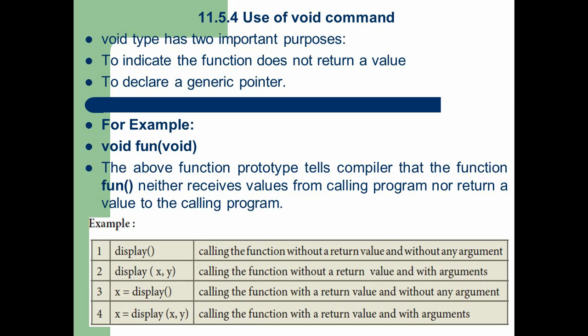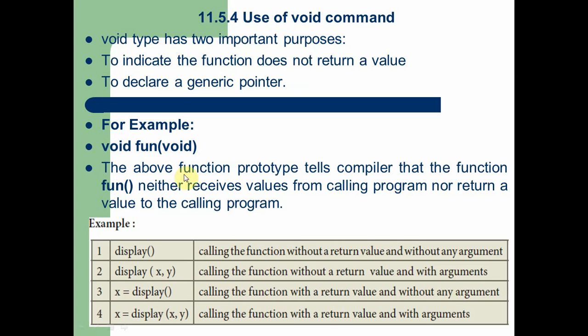Number two, to declare a generic pointer. So void: if you use the void data type as a return value, it means the function you declare with void returns nothing to the caller. Here you can see void fun, and within the function parameter list we give void.